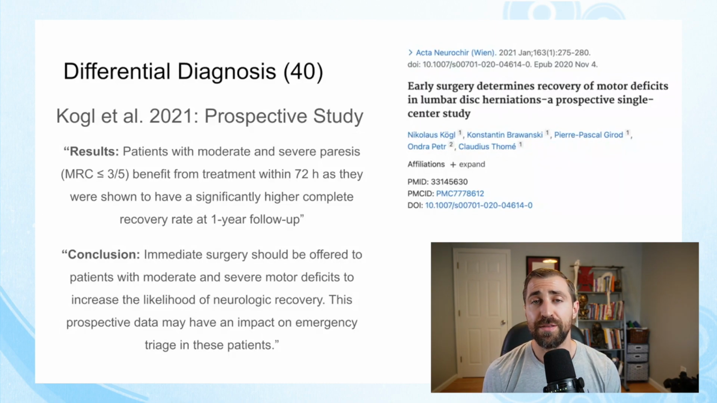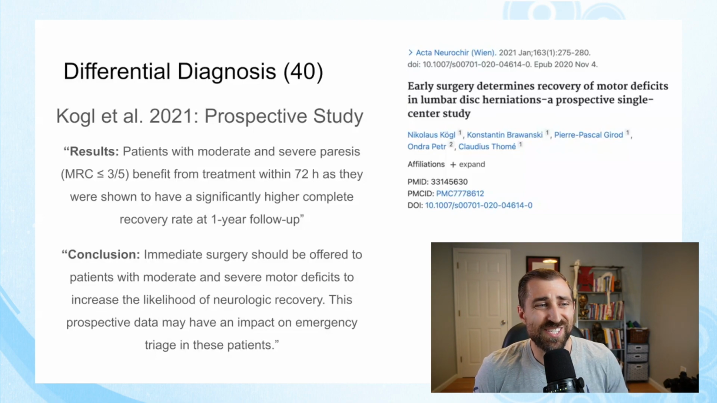Now, keep in mind that this surgery was within 72 hours of the initial injury. Oftentimes, our patients, when we see them, they're beyond that 72-hour mark. So if you have a patient that's early on with severe and moderate weakness, based on this study, they'll probably benefit at the year mark by sending them emergently to surgery. It's just that we don't know if that's too late or not, right?